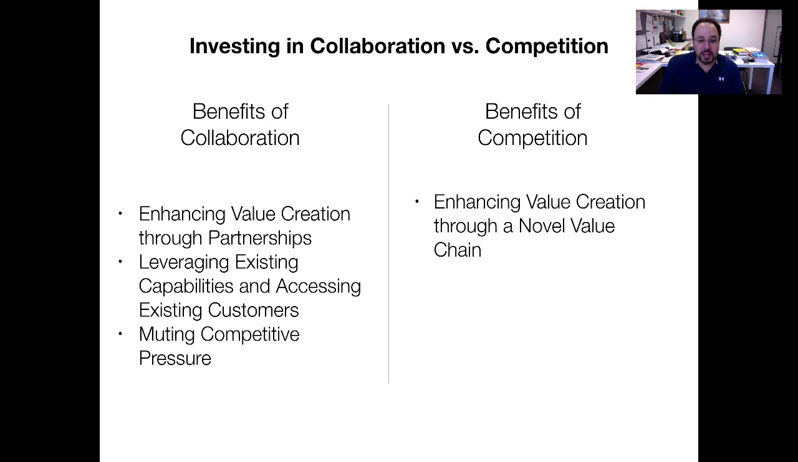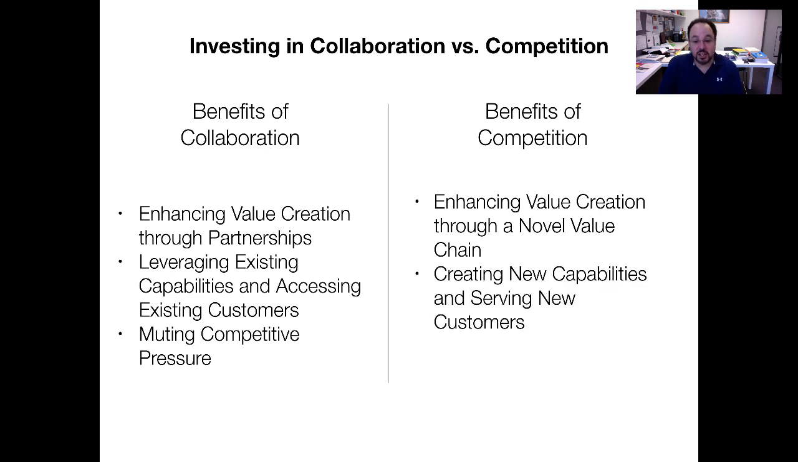What are the benefits of competing? Well, you can go for a novel value chain, okay? Do something new that, as we know with our S-curve relationships, may have some better trajectory. You can create new capabilities, you can serve new customers, okay? Things that are being underserved by existing value chains. And you can establish independent bargaining power, so you're not beholden to other firms who might have power over you.